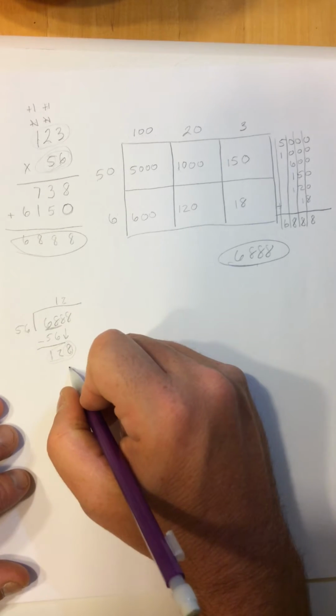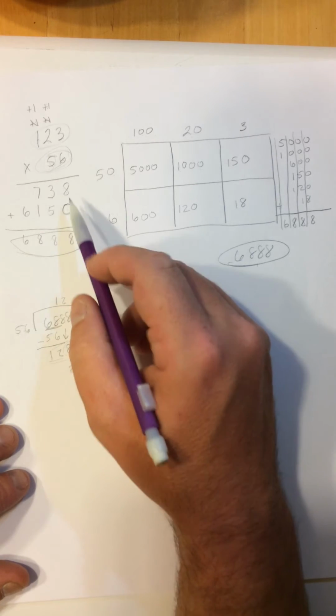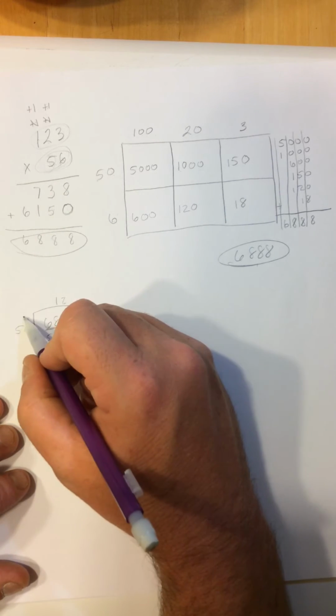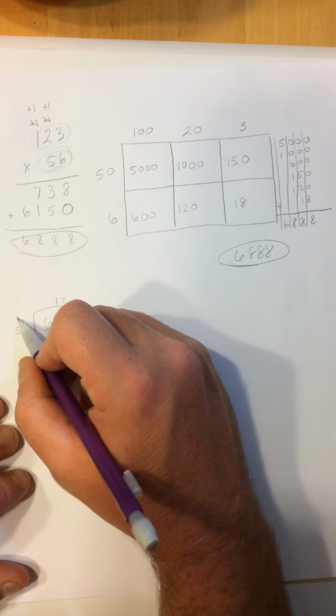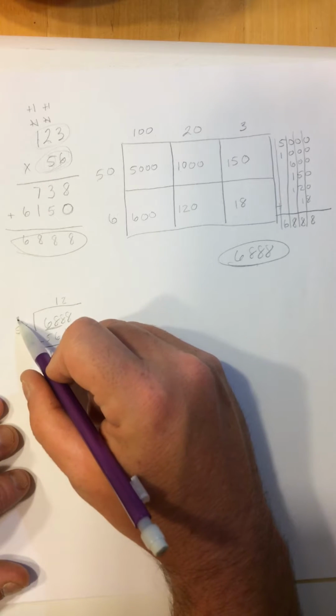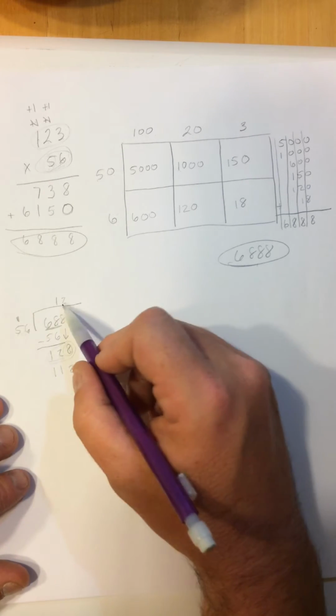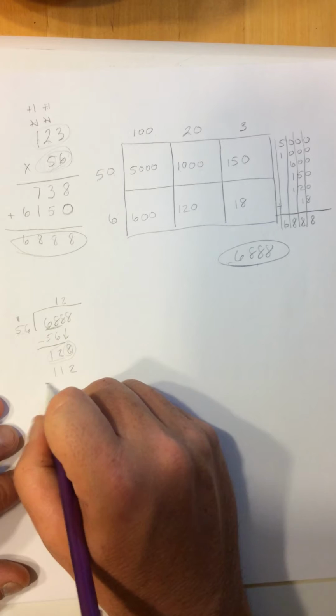2 times 6 is 12. Okay, again, I only have room for one number, just like up here with the multiplication. So I'm going to put my tens digit up above the 5. Then I'm going to multiply 2 times 5 for 10, and I'm going to add this 1 in. So I'm going to realize that 56 times 2 is 112.